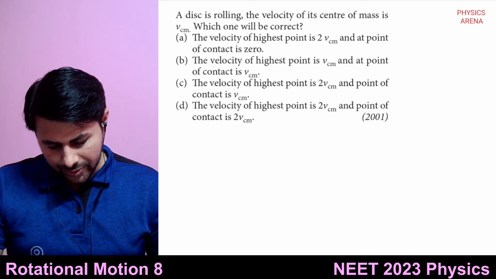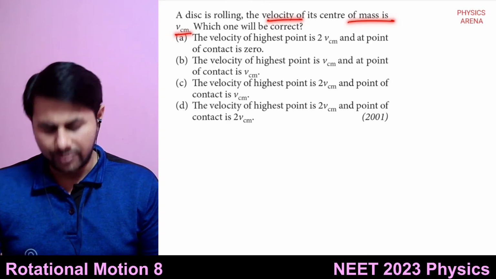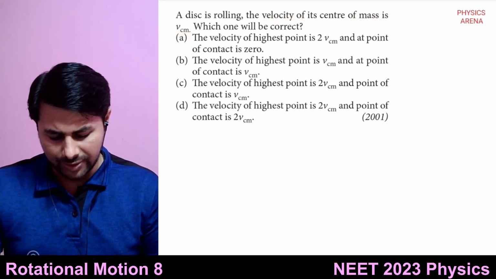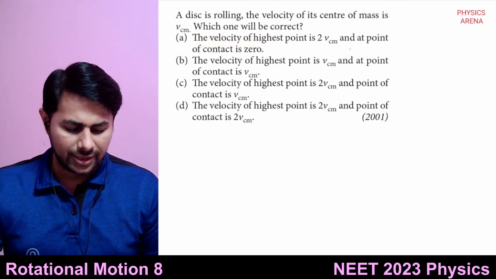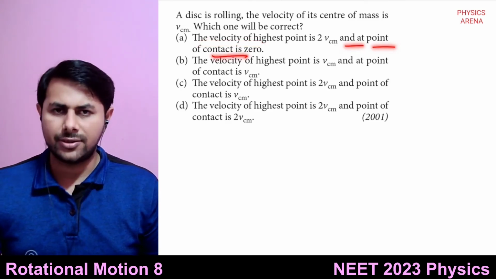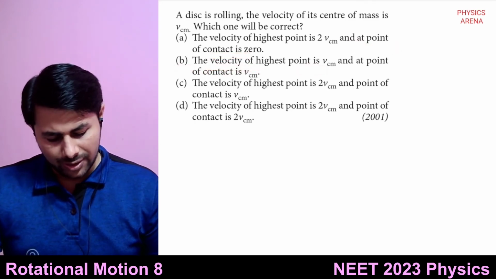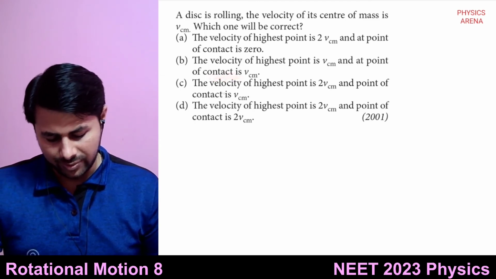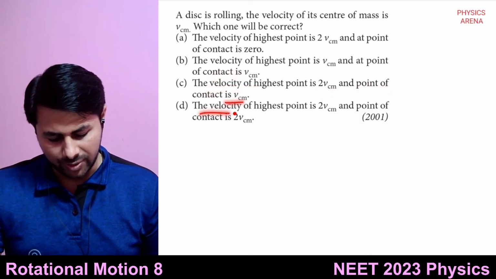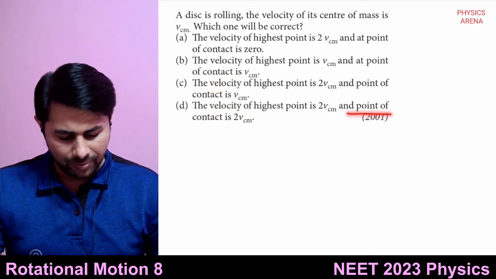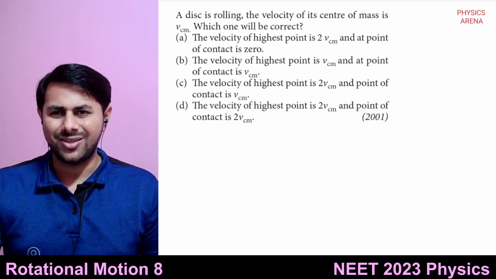Then next question, a disk is rolling, the velocity of its center of mass is vcm. Which one will be correct? The velocity of the highest point is 2 vcm and at the point of contact is 0. The velocity of the highest point is vcm and at the point of contact is vcm. The velocity of the highest point is 2 vcm and the point of contact is vcm. The velocity of the highest point is 2 vcm and the point of contact is 2 vcm. Which one is correct? This is a direct question. We have seen this.